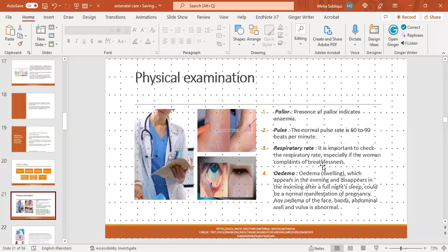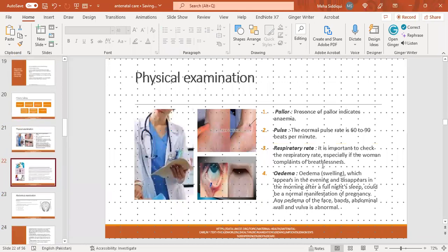Physical examination includes pallor; presence of pallor indicates anemia. Pulse, which should be in the range of 60 to 90 beats per minute. Respiratory rate, it is important to check it, especially if the woman complains of breathlessness. Edema: swelling which appears in the evening and disappears in the morning after a full night's sleep could be a normal manifestation of pregnancy. Any edema of face, hands, and abdominal wall is abnormal.